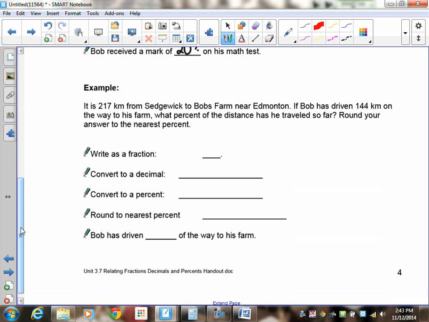It is 217 kilometers from Sedgwick to Bob's farm near Edmonton. If Bob has driven 144 kilometers on his way to the farm, what percentage of the distance has he traveled so far? Round your answer to the nearest percent. So we get a couple of things we have to do here. First off, we have to figure out what the fraction is, and then remember to round it to the nearest percent. So 144 kilometers traveled out of a total of 217 means that your fraction is going to be 144 over 217. Now, I want you to pause the recording, and I want you to see if you can finish off this question.